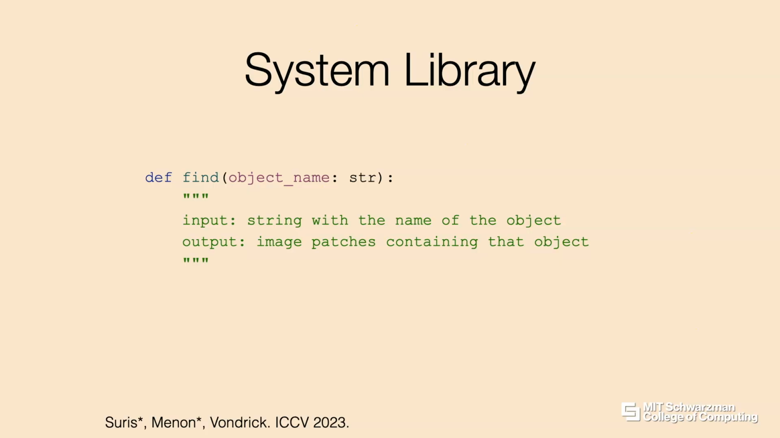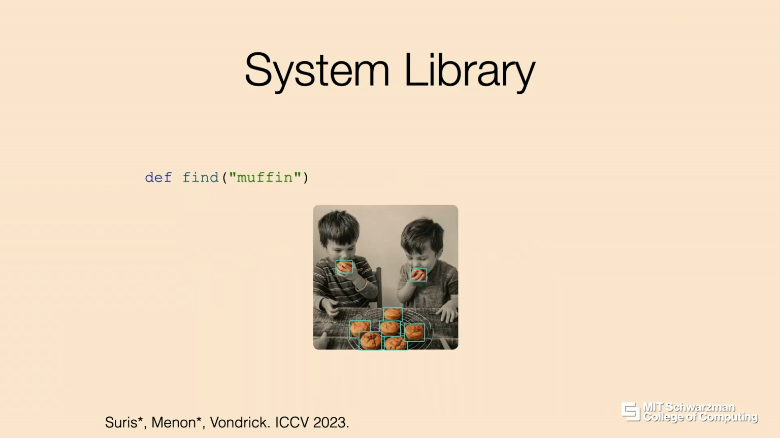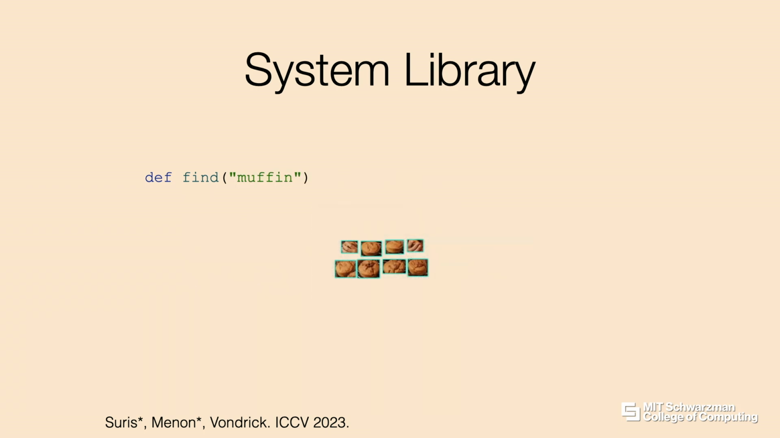So what is in this prompt? Well, there are all kinds of functions. For instance, there is going to be a function called find, whose input is a string with the name of an object that you care about, and it will output an array of patches containing the objects that you care about. So it will return just small images, each one being a crop containing the object. For instance, if you're finding muffins, the result will be these 8 patches.